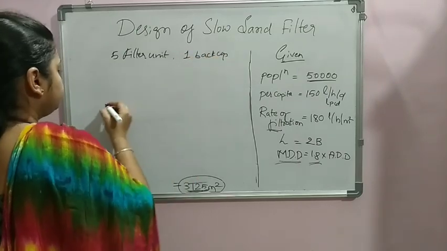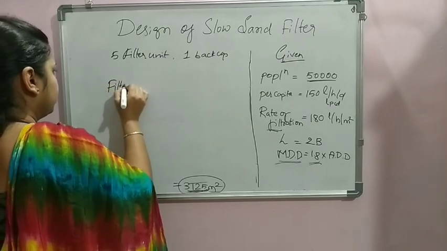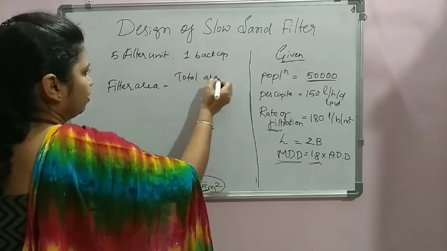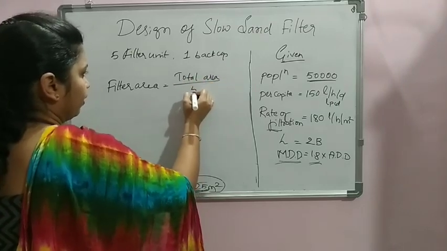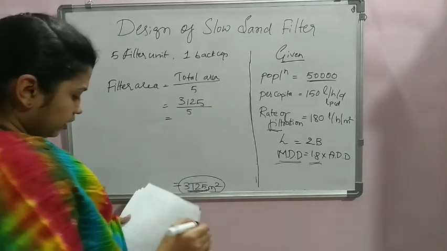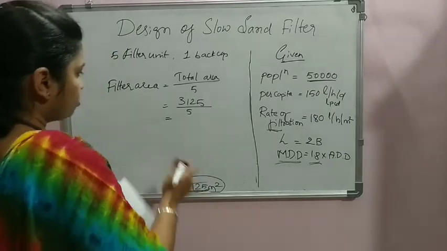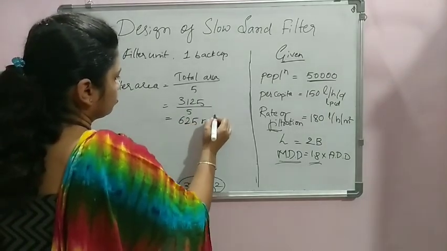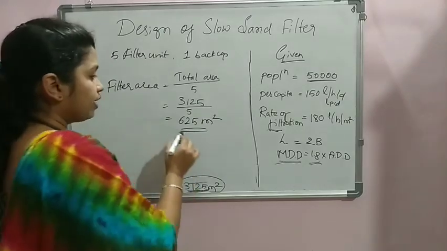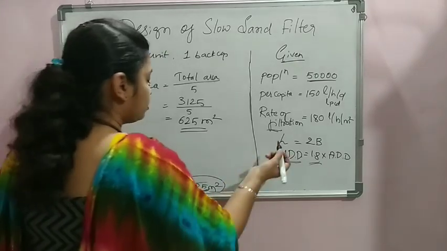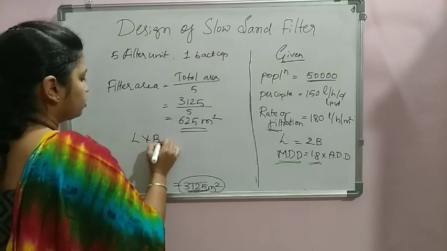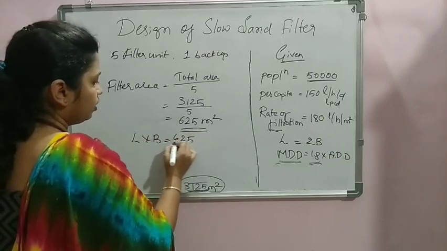That is why now filter area is equal to total area divided by 5. So total area is 3125 divided by 5, and the area of each unit comes to be 625 meter square. So for each filter we have area as 625 meter square. And next, in order to find out its length and breadth, we have length into breadth is equal to 625. This is nothing but the area.